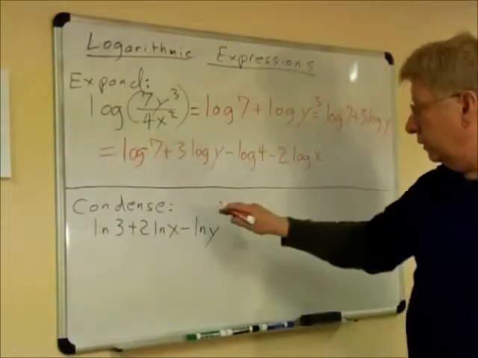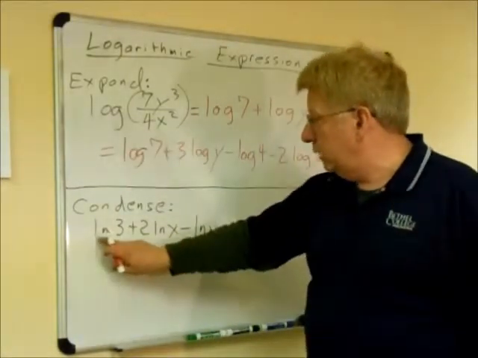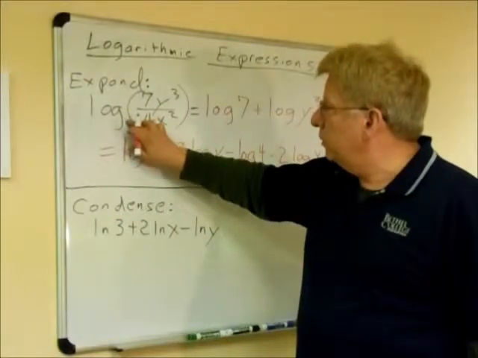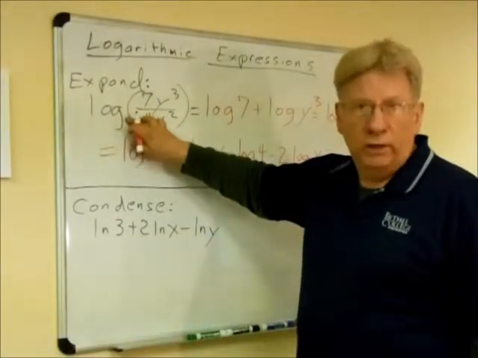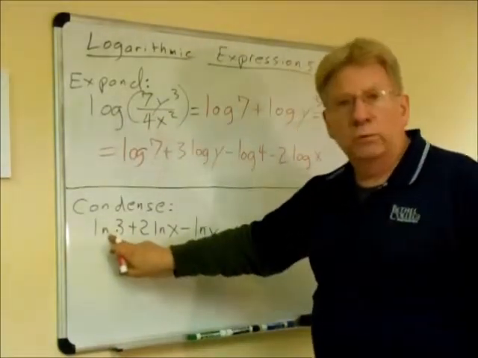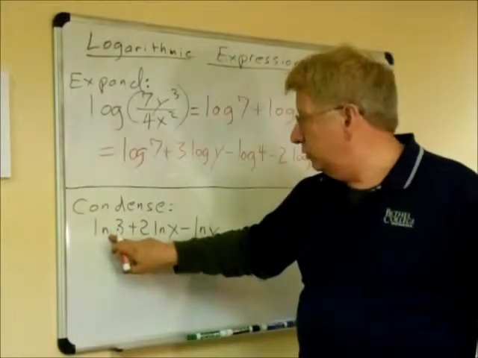Alright, now let's look at condensing an expression. And here we have, instead of log, we have ln. By the way, since we don't have the base defined here as some number, we assume it's 10, the common logarithm. And down here in ln, we would assume that the logarithmic base is e, the natural number.